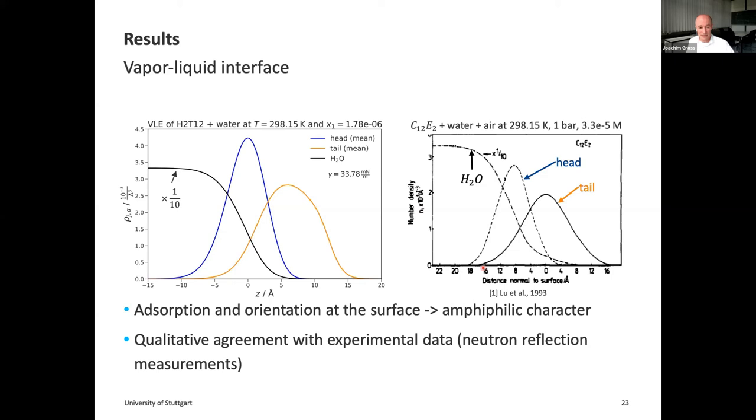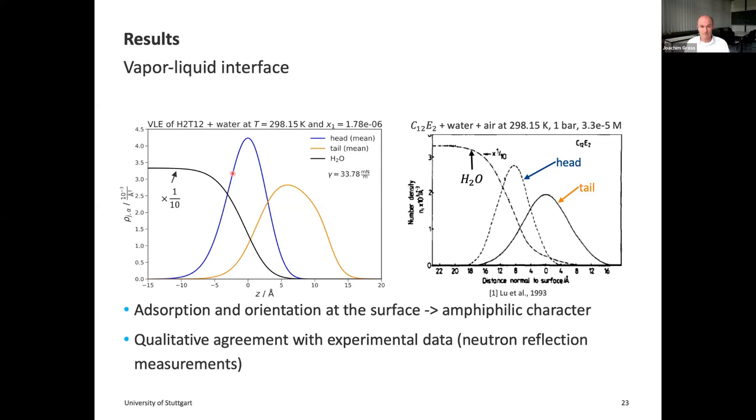neutron reflection measurements. And we can only conclude that it has qualitative agreement because we didn't parameterize our surfactant very well. We said the head group is simply water. And we have to do a second loop of improving on that parameterization. But the agreement is marvelous. And we have really the accumulation reflected in these calculations. Without further ado, this is simply a result.